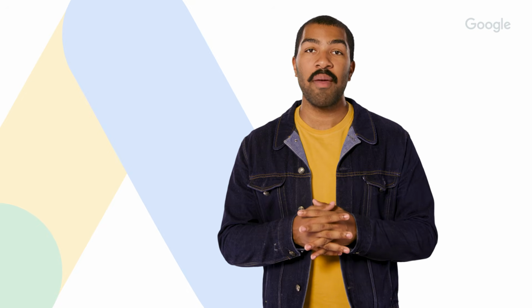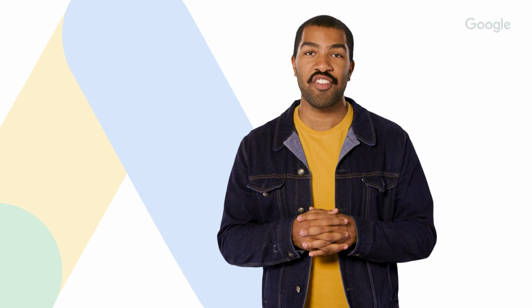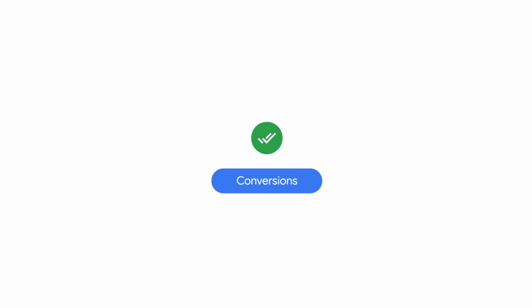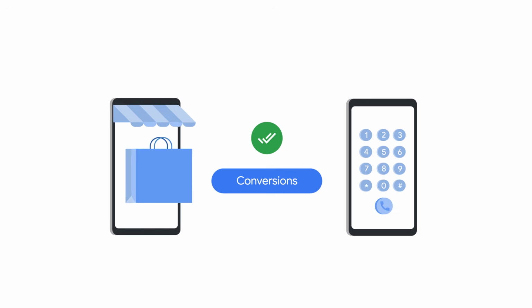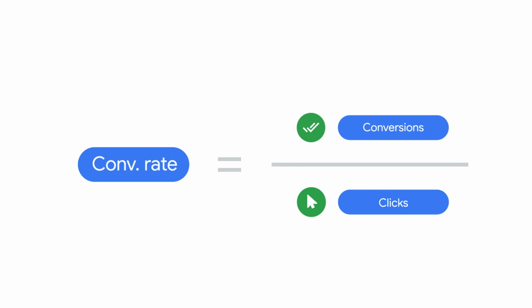Remember that search campaigns are focused on getting people to take action. These actions are called conversions. A conversion is a specific customer activity that's valuable to your business, such as an online purchase or a phone call. Conversion rate is the number of conversions divided by the number of clicks. In other words, how many people completed the goals that are important to your business out of the number of people who clicked your ad.